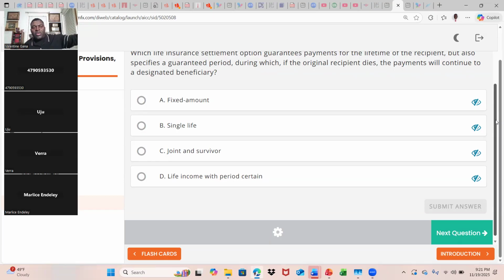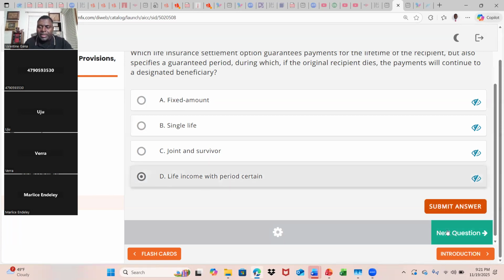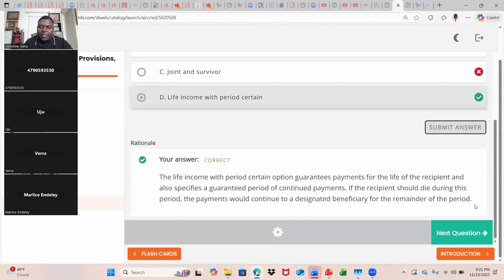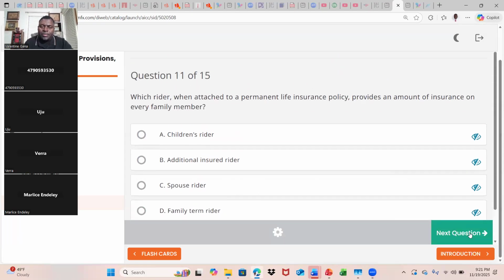So either the contingent beneficiary is going to receive payments, and if the contingent beneficiary has also died, then the payments will go to the insured's estate. All right. So life income with period setting. Let's select that, and that is correct. All right. Let's go to the next one.